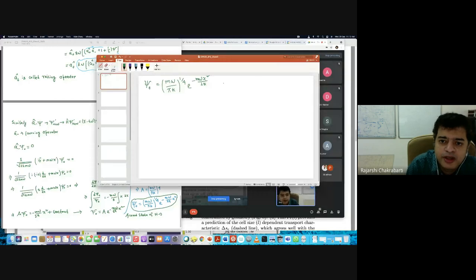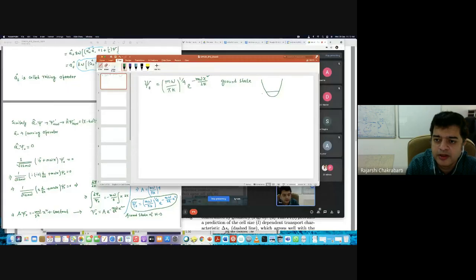How does it look? How many of you know? It's a bell-shaped curve. Yeah, it is a very simple thing. If you plot it, this is the harmonic oscillator potential, this is n equal to 0, then it would look something like this. This is psi 0.